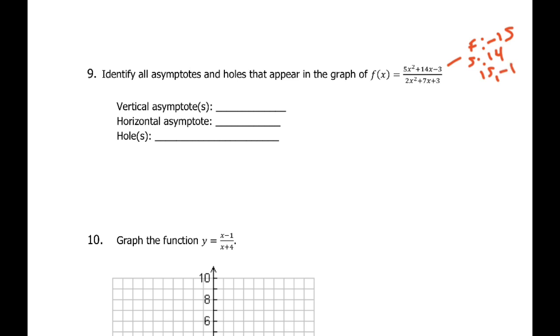So this will factor, because it's a 5 in front, into 5x plus 15 and 5x minus 1. And then this first parenthesis can reduce by 5, so I get x plus 3 and 5x minus 1. So that's my numerator. I'll write it over here.